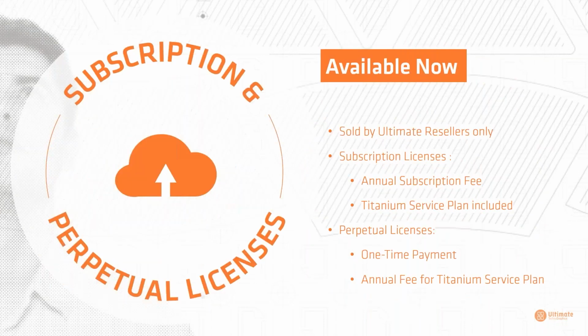All our solutions today are available either as a perpetual license or as a subscription. The big difference is a perpetual license is a one-time payment, and you have the option for the annual Titanium service plan, which covers support and any updates or upgrades, or you could choose the subscription license, which is one annual fee, and the service plan is included in this fee. You can inquire for pricing with your local partners reselling Ultimate ImpoStrip Must.